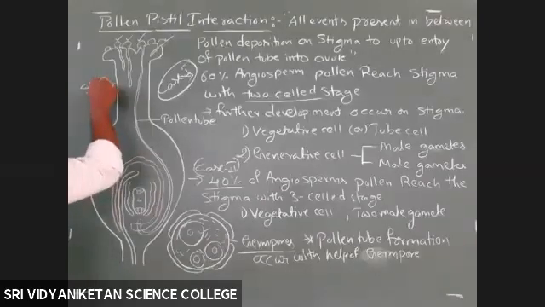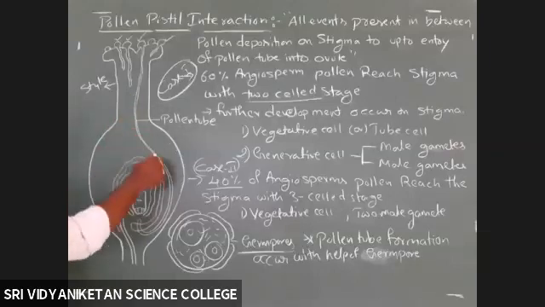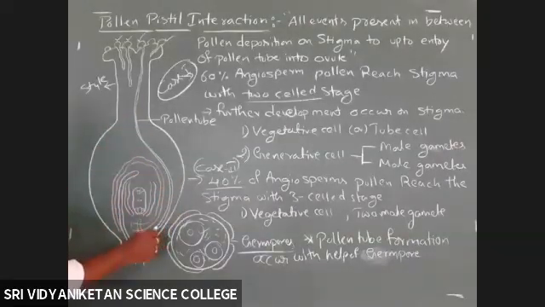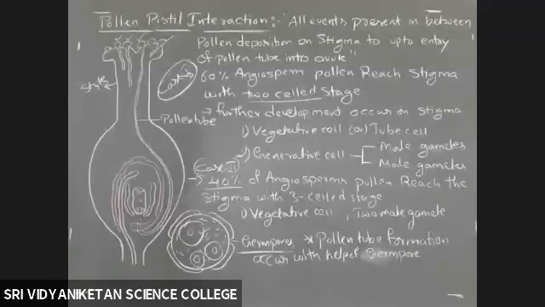The pollen tube grows through the style and moves towards the ovule, and it is ready to enter the ovule. At this time, if three cells are present in the pollen tube, the vegetative cell will degenerate. At the tip of the pollen tube, there are only two male gametes. Remember, this point is very important.